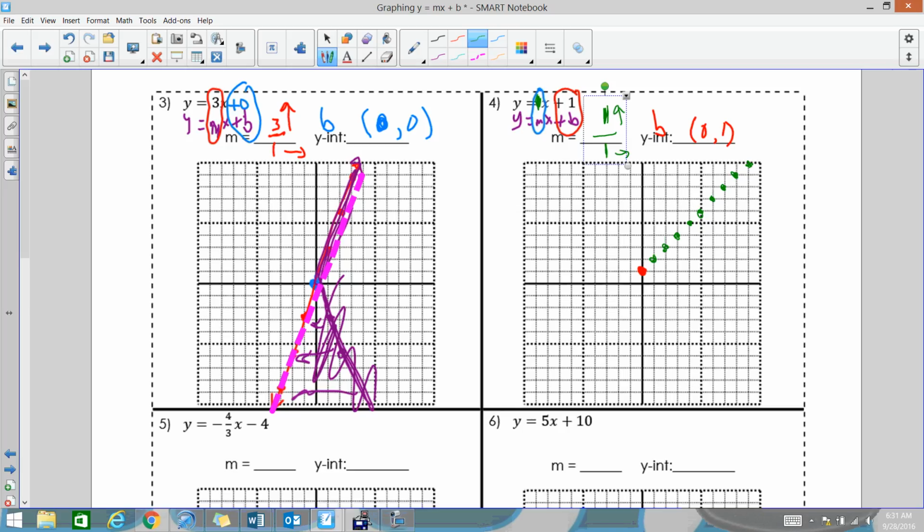Now, I need reverse slope to get the points over here to the left. So I got to go down 1, left 1, down 1, left 1, down 1, left 1. You just keep going until there's no more points to be had, and then you create your line. At the end of your line, extend it, make your little arrow.